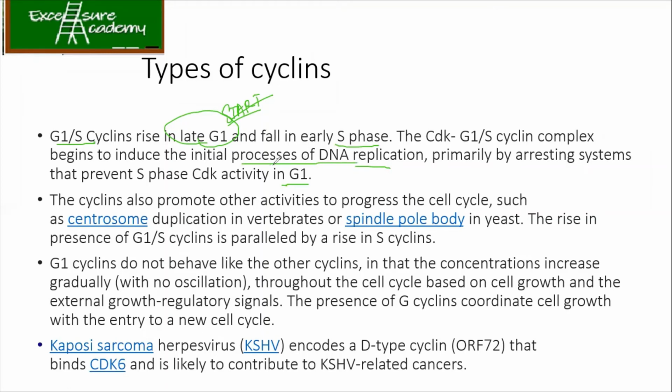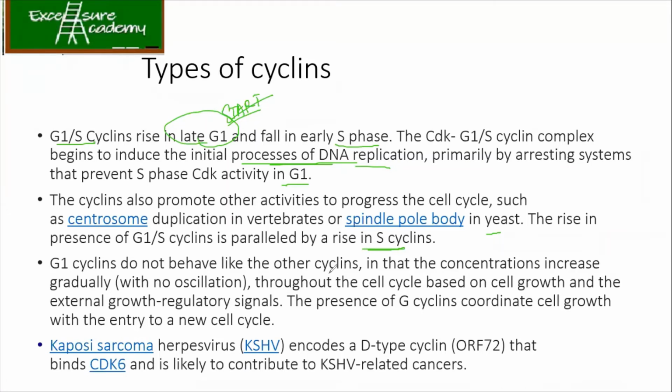Now this is the stage, okay guys, where the cell decides if all the required machinery for DNA replication is available. Then only will these cyclins bind to the CDK and activate. Okay. Now the cyclins promote other activities also to progress the cell cycle, such as centrosome duplication or spindle pole body duplication in the case of yeast. Okay, so the rise in G1/S cyclin is paralleled by a rise in S cyclins. So it means the cell is progressing towards the S phase.